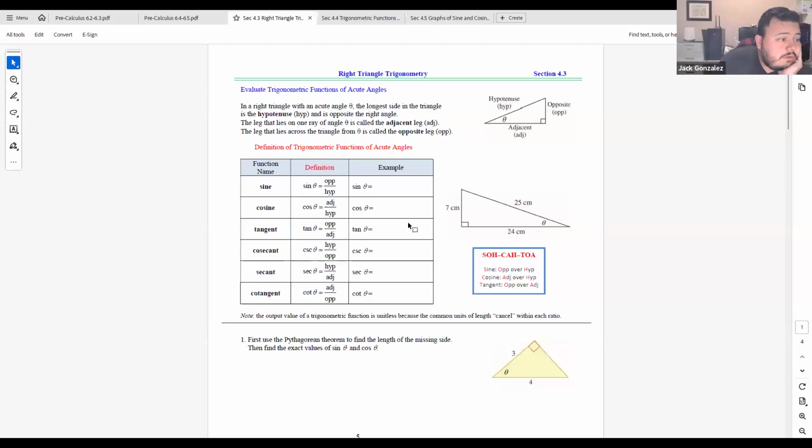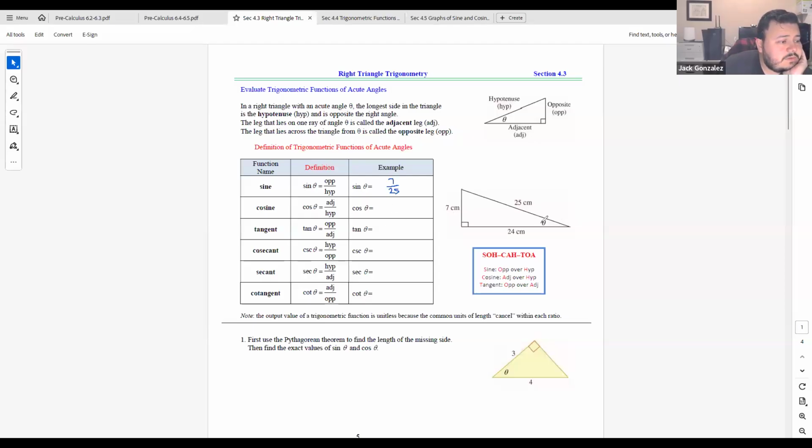Okay. So whenever they ask for sine theta, cosine theta, or tangent theta, they're referring to a specific angle, and then you talk about opposite, hypotenuse, whatever. So sine theta for this specific example, the opposite is going to be 7 over the hypotenuse, which is 25. So this is just 7 over 25. And we'll do the first problem on paper. This is just a quick example.